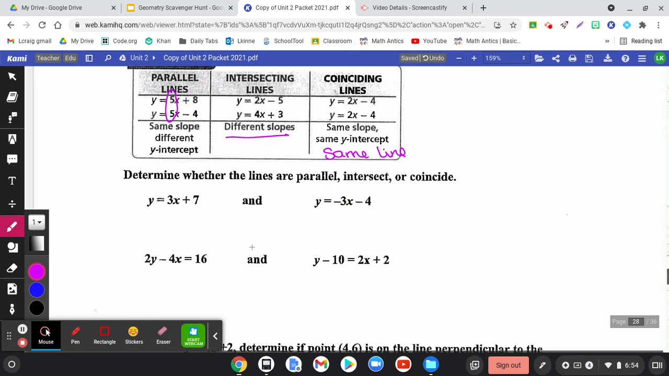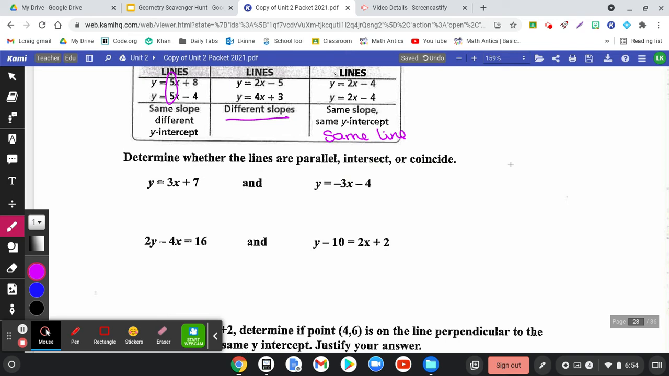All right, so determine whether these are parallel, intersect, or coincide. 3 and negative 3, those just intersect. I feel like I have deja vu. Let me just double check. I feel like we went over these already. Tell me I didn't accidentally put them in twice. Sorry, guys. Well, whatever. A little extra practice never hurt anybody.